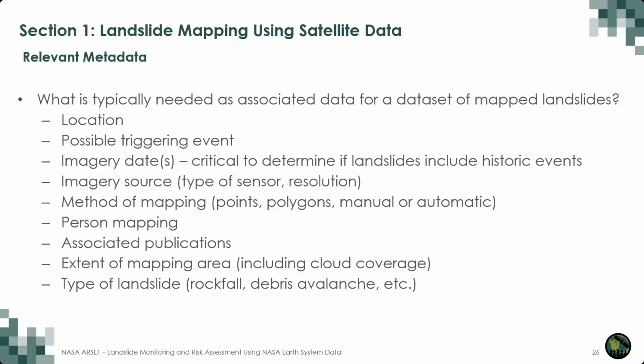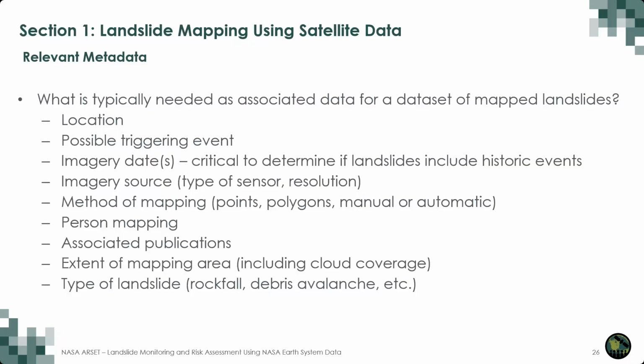Again, the extent of the mapping area, as we mentioned, talking about cloud coverage and including that information in the metadata is essential. And if possible, the type of landslide for the individual events should be recorded. This is often tricky if we don't know exactly what type of landslide it is, and field validation is certainly relevant.